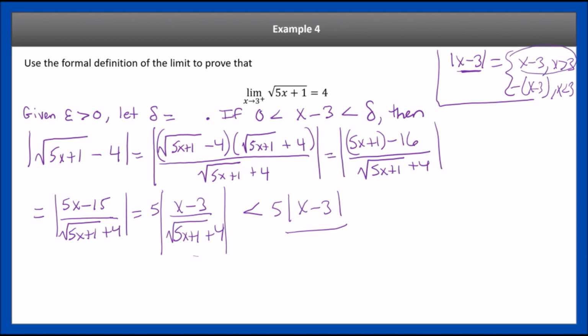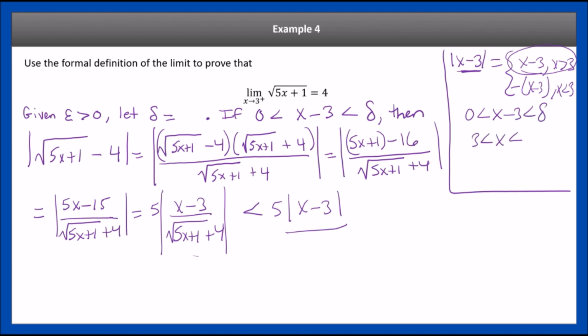Well, it's got to be this one, because we note that for this interval, let me write the interval down off here to the side. Remember that we're looking at this interval, and so x has to be between 3 and 3 plus delta, which means x has to be greater than 3, right? So if x is greater than 3, we are looking at this step, so we can drop the absolute value and just call it x minus 3, okay?